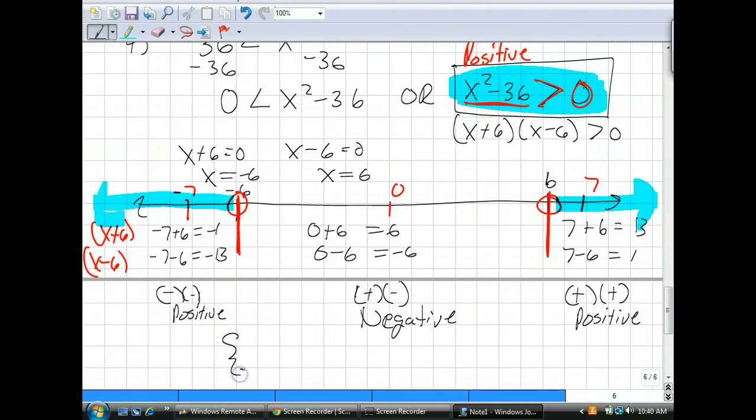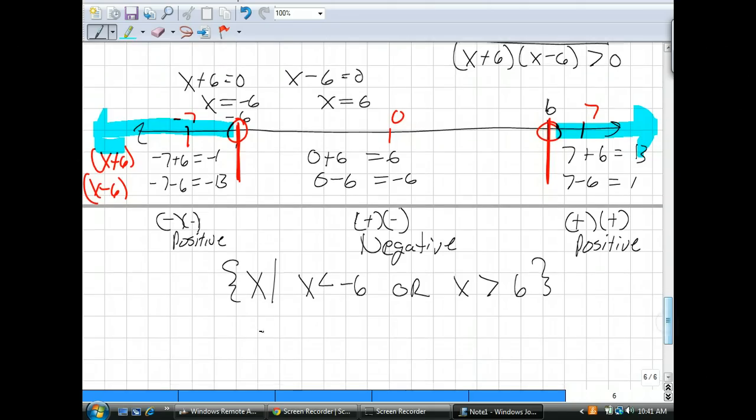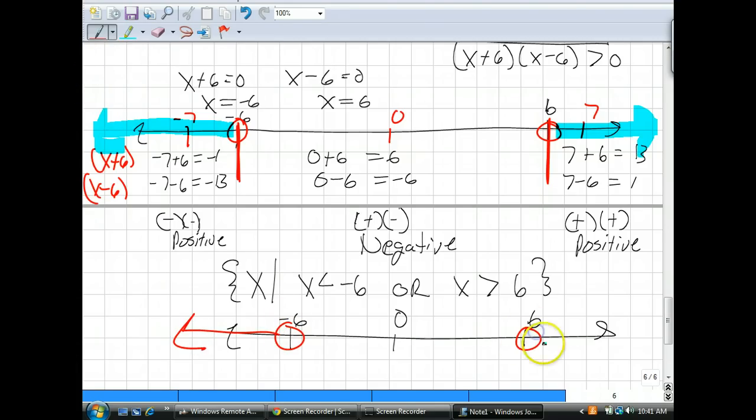So our solution is all x such that x is less than negative 6, or, because that is the classic picture of an or statement, or x is greater than positive 6. Okay, and our number line again would be open circle on negative 6 with an arrow going that way, open circle on 6 with an arrow going that way. So that would be our solution there.